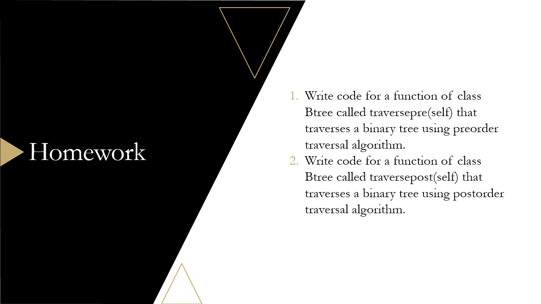Look at these homeworks. 1. Write code for a function of class BTree called traverse_pre that traverses a binary tree using the pre-order traversal algorithm. The second question is, write code for a function of class BTree called traverse_post that traverses a binary tree using the post-order traversal algorithm. I'll give you a hint. The codes are very similar to traverse_in.